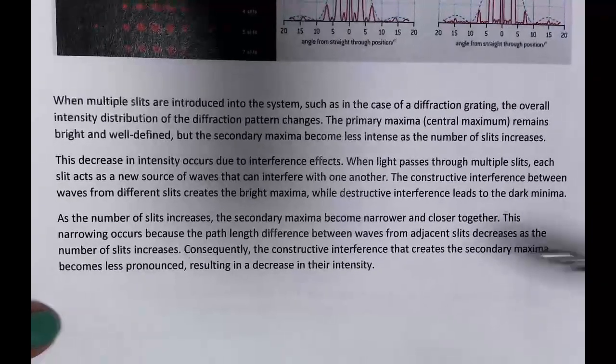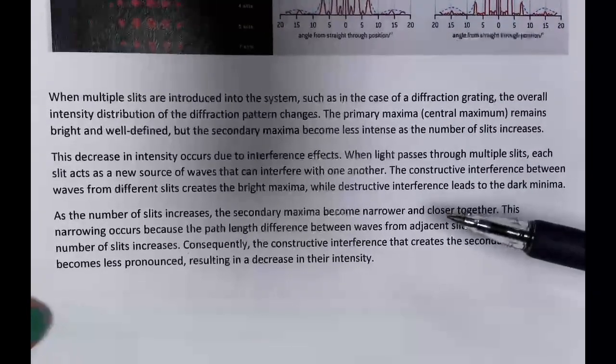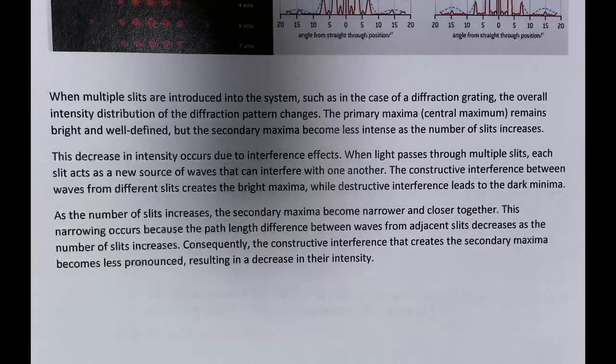This decrease in intensity occurs due to interference effects. When light passes through multiple slits, each slit acts as a new source of waves that can interfere with one another. The constructive interference between the waves from different slits creates the bright maxima, while destructive interference leads to the dark minima. As the number of slits increases, secondary maxima become narrower and closer together.